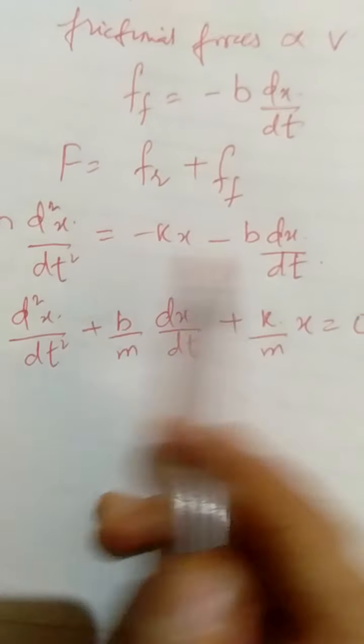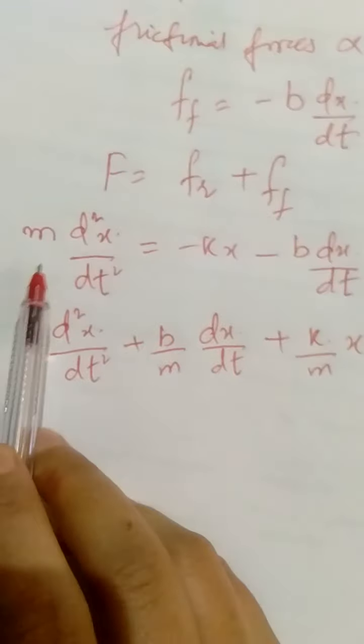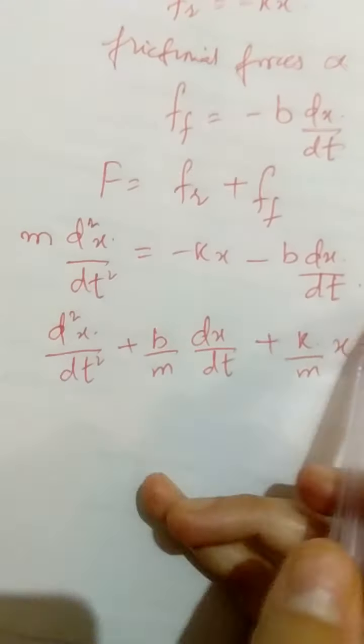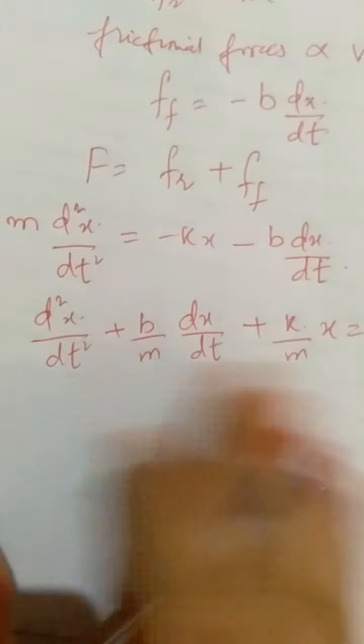I hope you have understood what I have done here. I have taken these factors to this side, so they become plus, and simultaneously I have divided by m throughout. So we get this expression, and this is the final expression for damped oscillations, right?